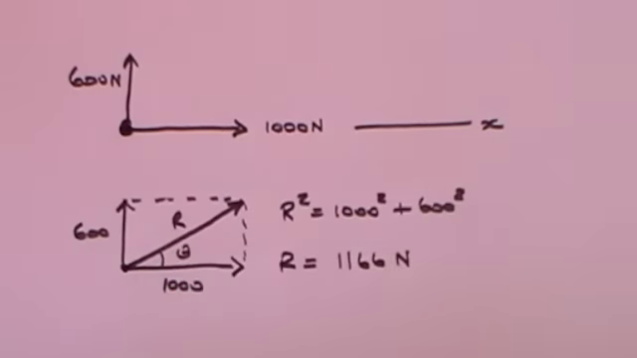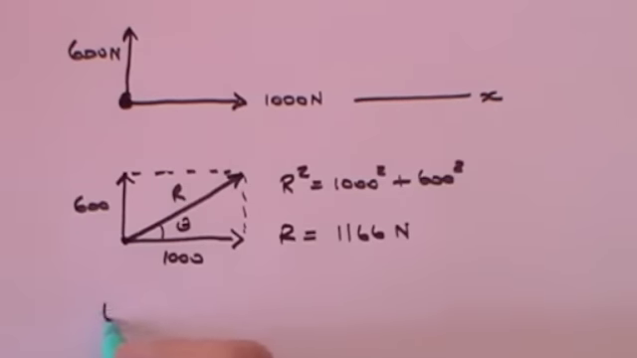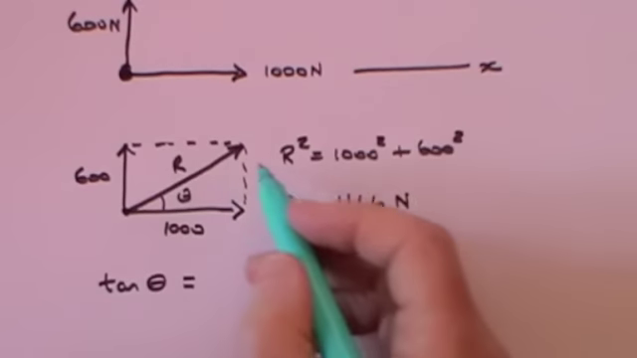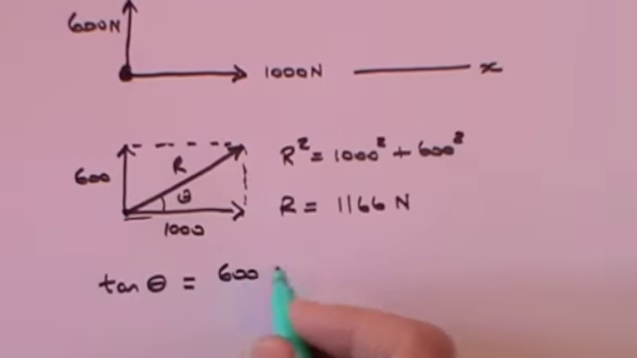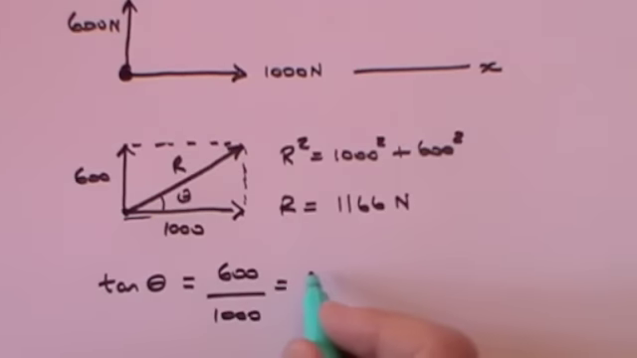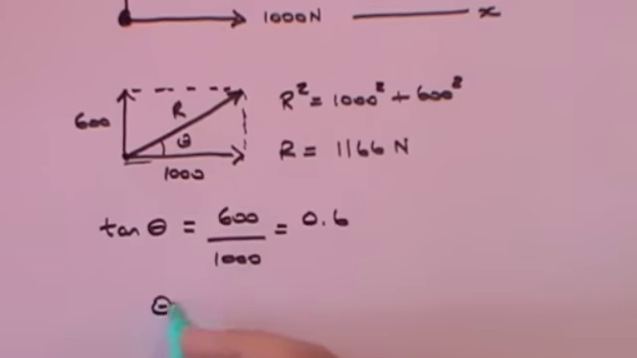What is that angle? Well, that's quite simple. The tangent of that angle, tangent of theta, is going to be this side over this side. This side is 600. This side is 1000. So in other words, it's 0.6. And when tangent of theta is 0.6, you'll find that theta is 31 degrees.